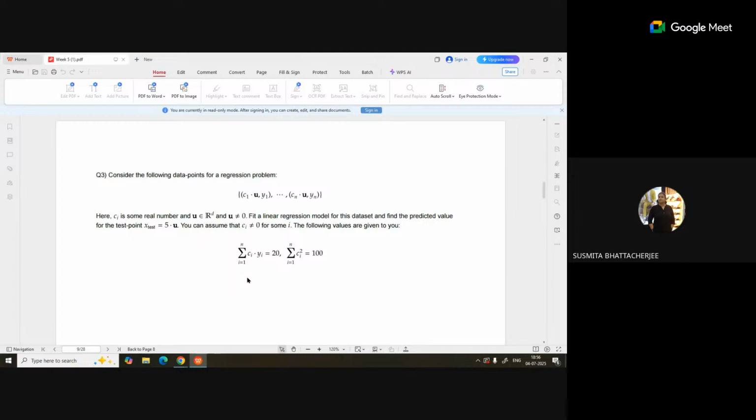Okay, sir. Sir, one more question. In the loss function, W transpose xi minus yi whole square, do we need to put this C1U in place of xi?